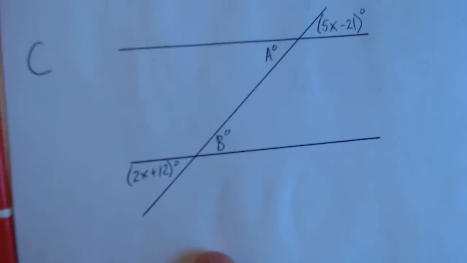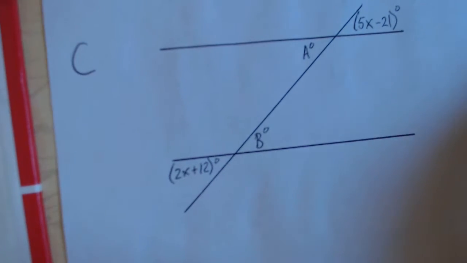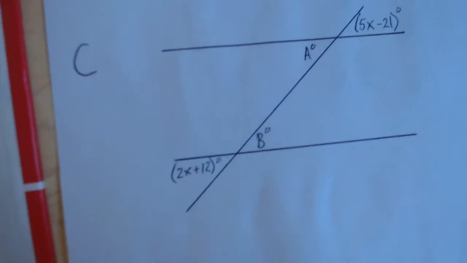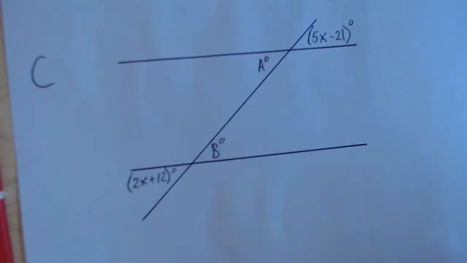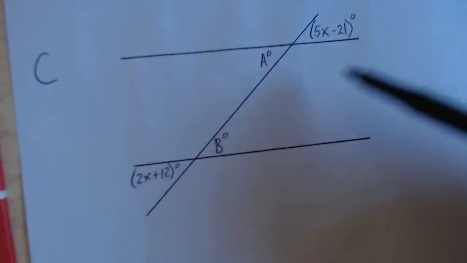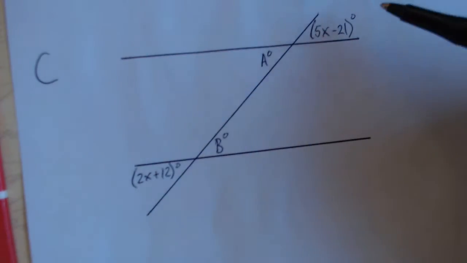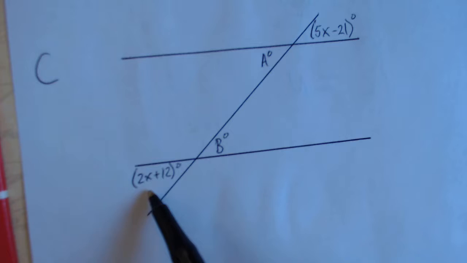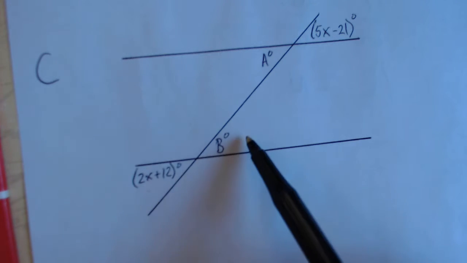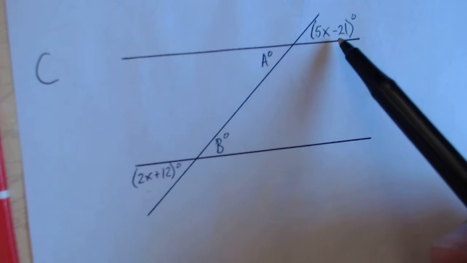Last problem is geometry equations. So you might remember these problems. We should have been doing them the last few weeks. Have parallel lines cut by a transversal. We know that vertical angles are equal to each other, so 2x plus 12 is equal to b, a is equal to 5x minus 21.